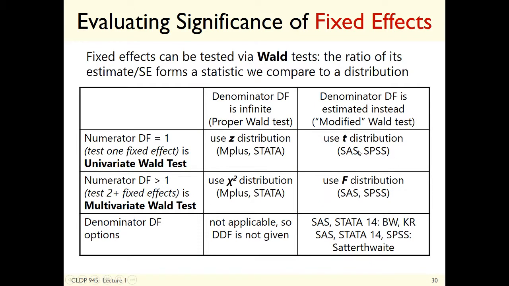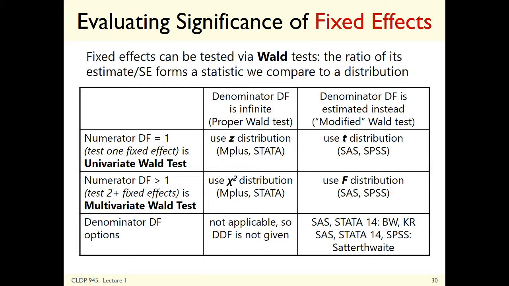Here's just a quick reference table as to what letters you get and what to call them. If you have a univariate Wald test in software that's spitting out denominator degrees of freedom, that's going to be a T for a single test and an F for a multiple test. If you're in software that isn't using denominator degrees of freedom, such as Mplus, then you get a Z per test, and if you get multiple tests at once, that's a chi-square.